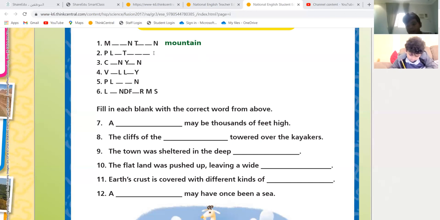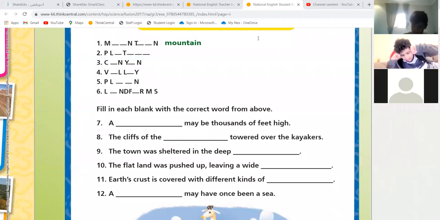So we can do the third page together very quickly. Hassan Bajamal, are you here? We can play Kahoot. Hassan, ya Hassan. Yes, miss. Can you do number two, please? What do you think? Planes. Is it planes? Are you sure? Or the other one? I mean plateau. Plateau. Excellent, Hassan.